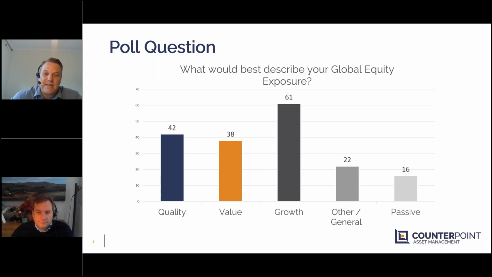So 42 out of the 179 people that responded already have exposure to quality in a global context, 38 value, 61 growth, and I think that speaks to what transpired in the last decade or so. I think that's pretty much where a large degree of the opportunity sat. Then 22 out of the 179 sat in other or general, and 16 in passive. So I think Raymond has got a good opportunity to convince quite a bit of the audience today that quality is probably the place to be in a global context. Thank you for your responses. I hope you enjoyed that bit of feedback. Raymond, if you can take us through today's session, please.